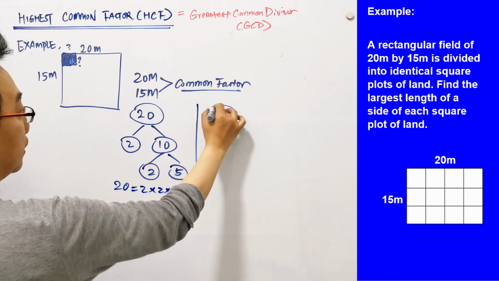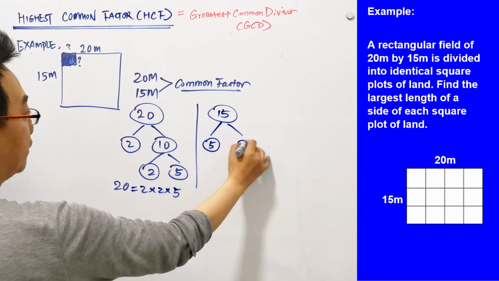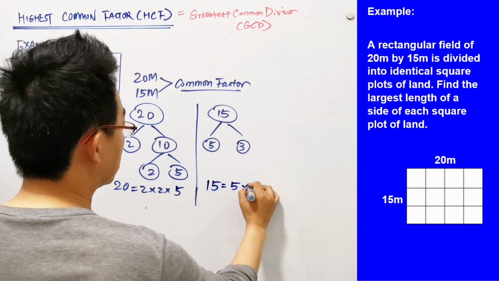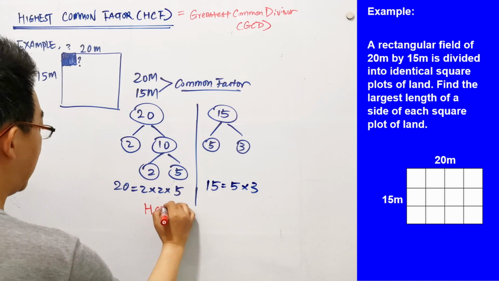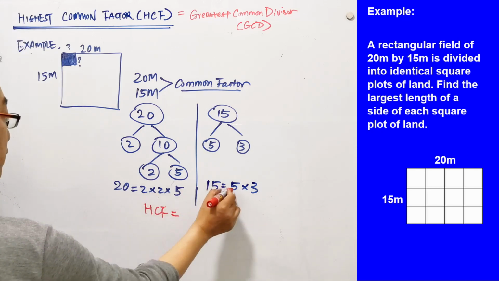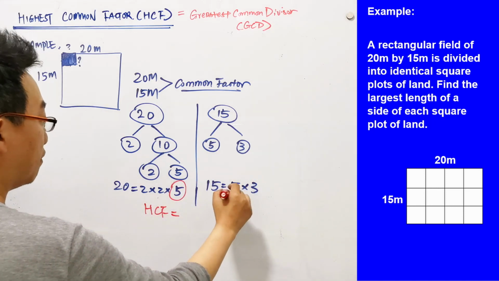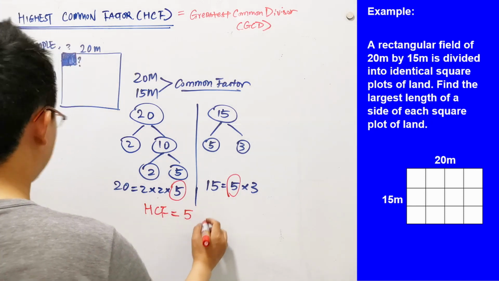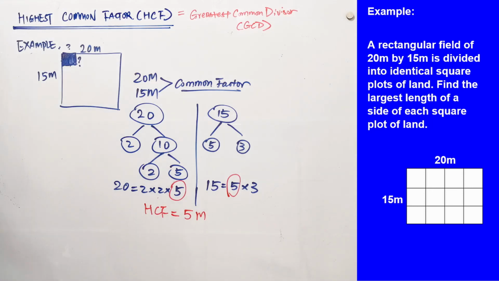So how about 15? 15, we have 5, apparently we have the 3. So here we find the answer. 15 is 5 times 3, right? Okay, so in this case, what is the HCF of these two numbers? Do we have 2 here? Don't have 2 here. Don't have 3 here. Okay, so we have 5. We have 5, right? So this 5 meters is the highest common factor of these two.